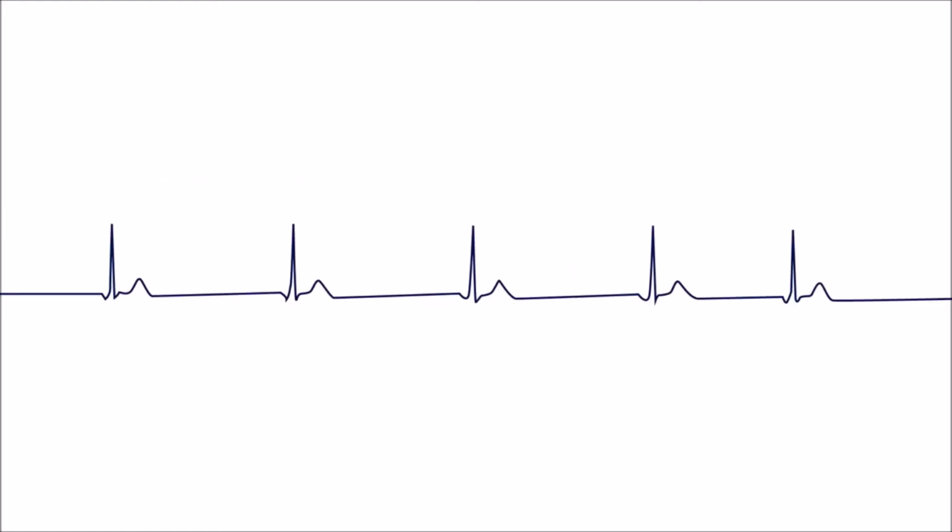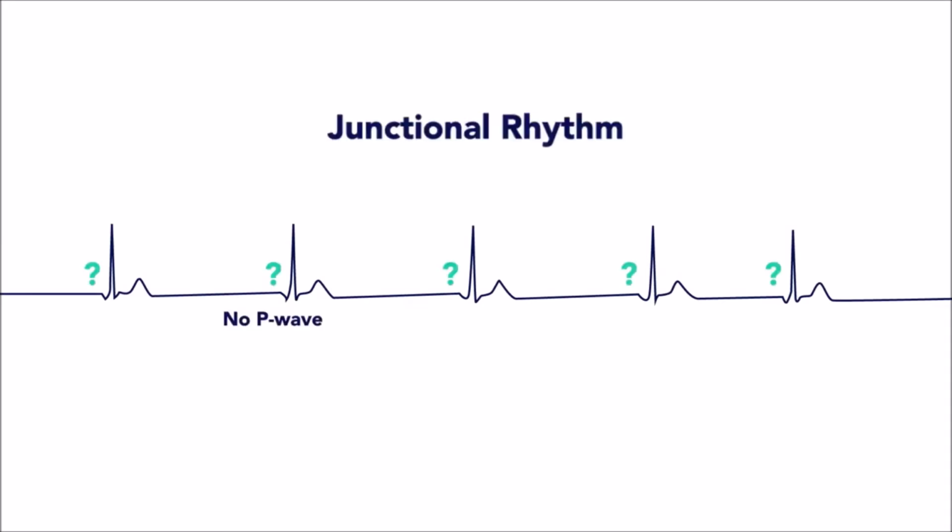Take for example this strip where P waves are not seen. This is an example of a junctional rhythm, where the pacemaker is not coming from the sino-atrial node.